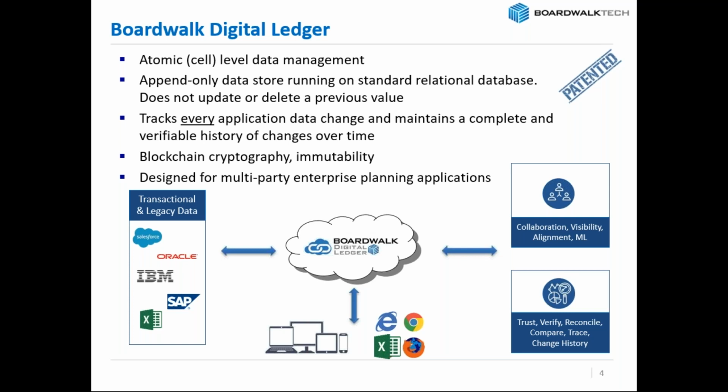Some of you have likely heard about blockchain. Blockchain is a method using cryptography in order to support some immutability around the data that's been exchanged. But if you put all these pieces together, it's really designed for multi-party enterprise planning applications where it's important to have collaboration, visibility and alignment as the data changes over time. And then as people make changes, to be able to leverage things like machine learning in order to understand what has been changed and how it is going to impact what I may anticipate happening in the future. We call this predicting rather than reacting. And having all of this information trusted, verified, reconcilable, and comparable as part of a ledger environment.